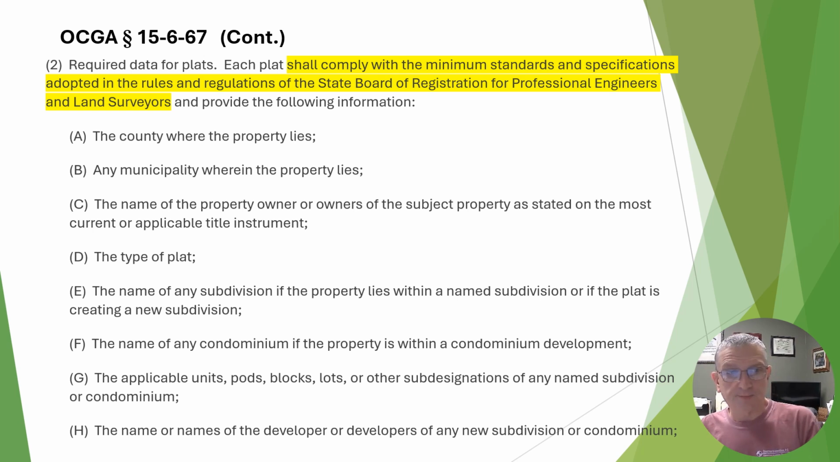Notice this, part C, the name of the property owner or owners of the subject property as stated on the most current or applicable title instrument. So we're required to review that vesting document of the property we're surveying. Let's say that John Doe owns it and he's selling it to Bill Smith, and our survey says survey for Bill Smith. We still need to list on that plat that John Doe is the owner.